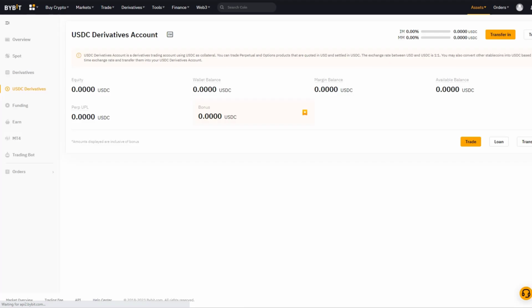Before you can actually trade options, you need to put some USDC into your USDC derivatives account. You can find that under the assets tab here on Bybit, and without that you actually cannot trade options. So make sure that you put some USDT there.